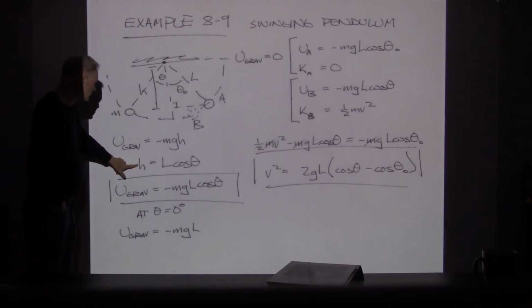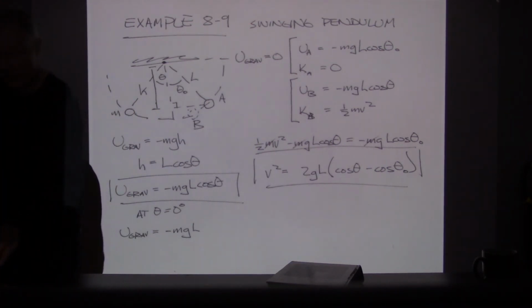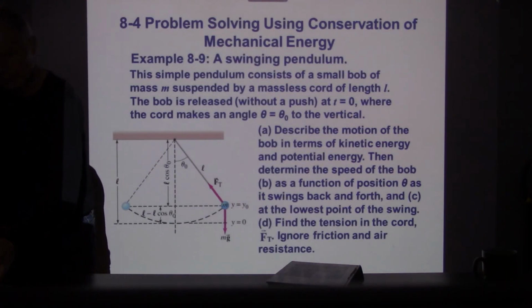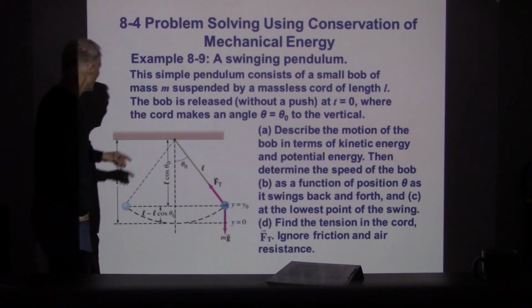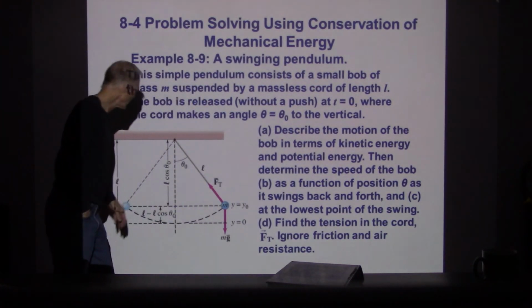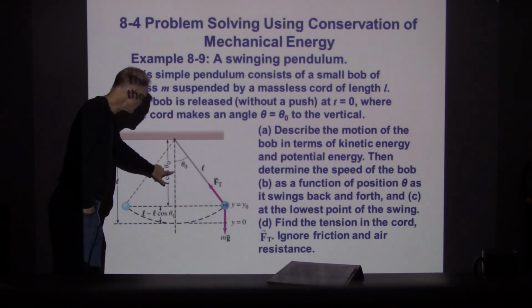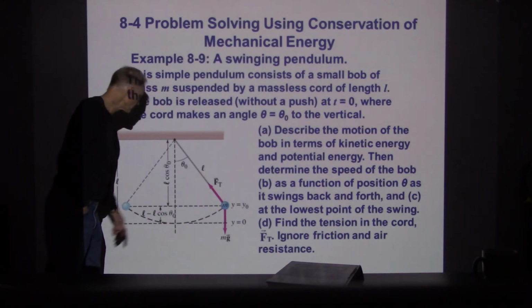So h is equal to L cosine theta, and let's see if their diagram's any better than mine. Maybe it is, maybe it's not. Yeah, I like it better. You didn't draw the best diagram on that. So here is L, and this is theta naught, and so this distance then would be L cosine theta naught.